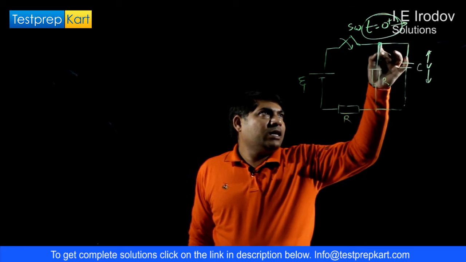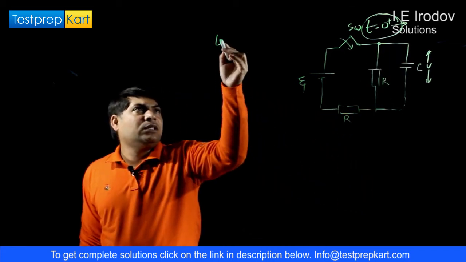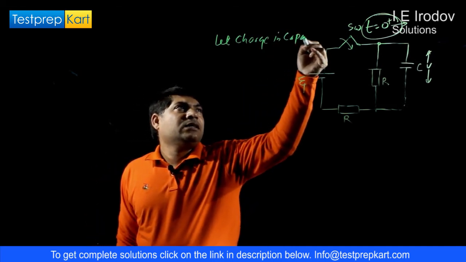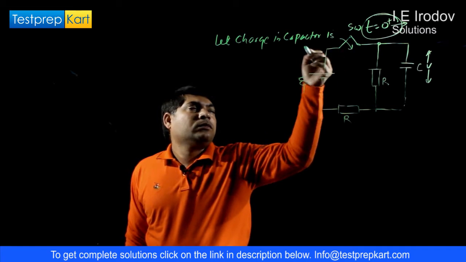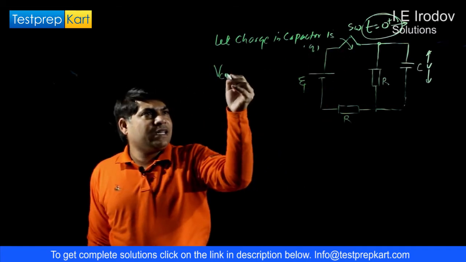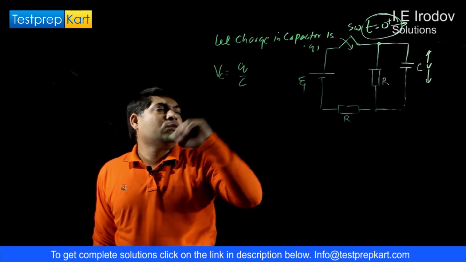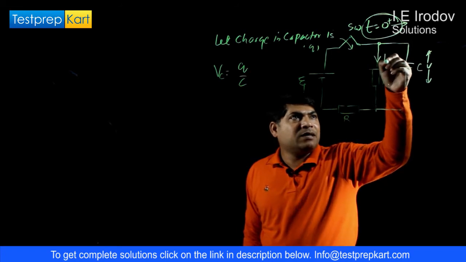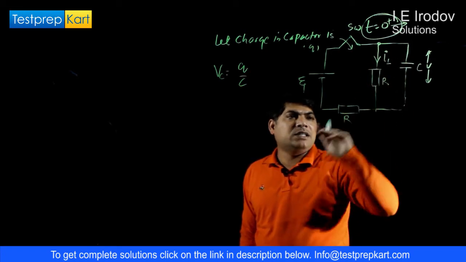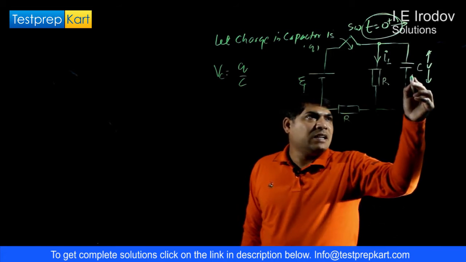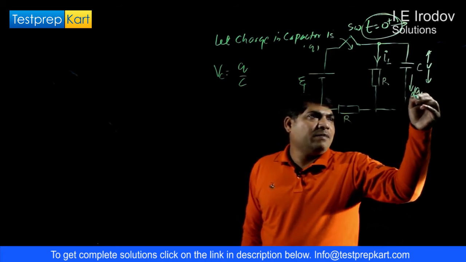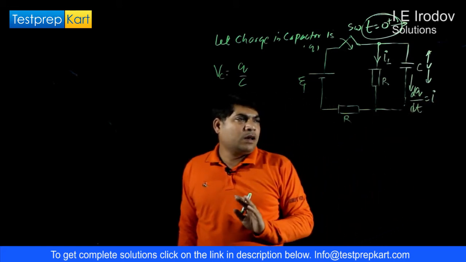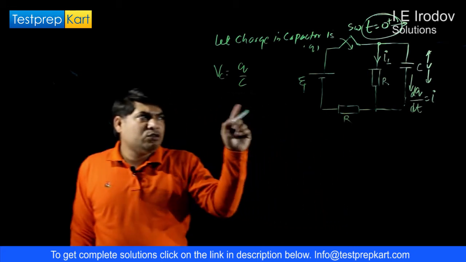In this case, if we assume that the charge in the capacitor is Q, then the potential difference across the capacitor would be Q over C. Suppose current I1 goes through this resistance, and the current through the capacitor would be dq over dt, if the charge is q. So we can establish two relations.